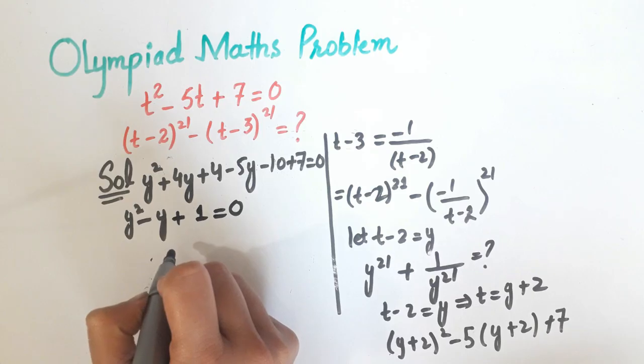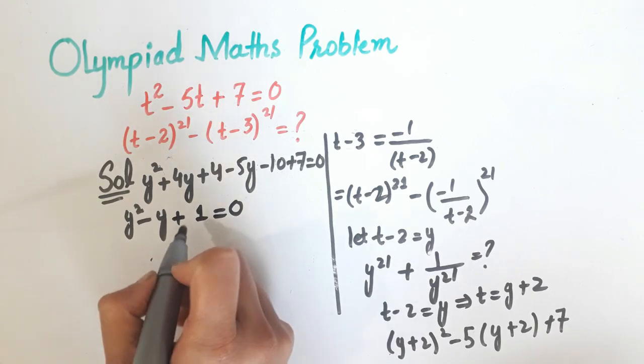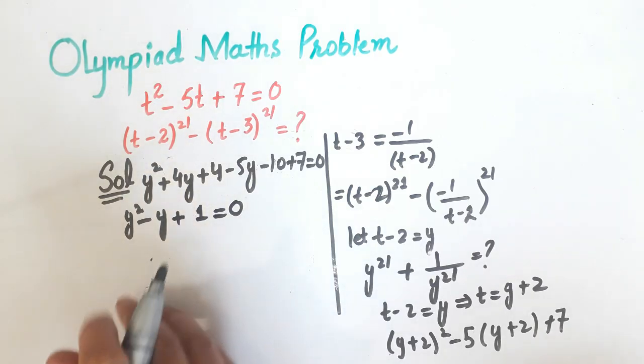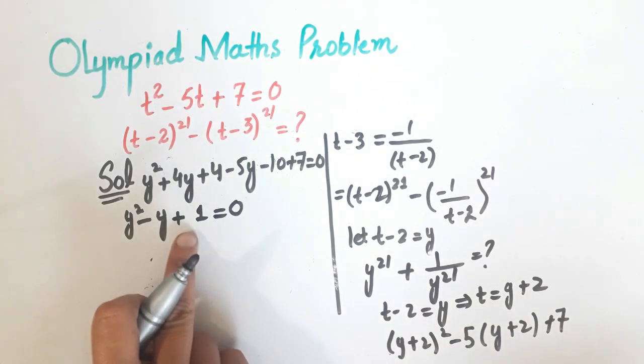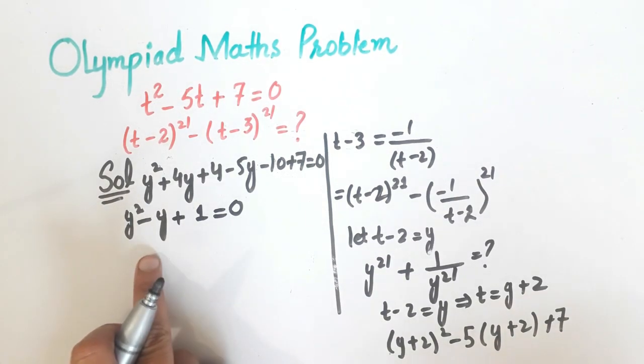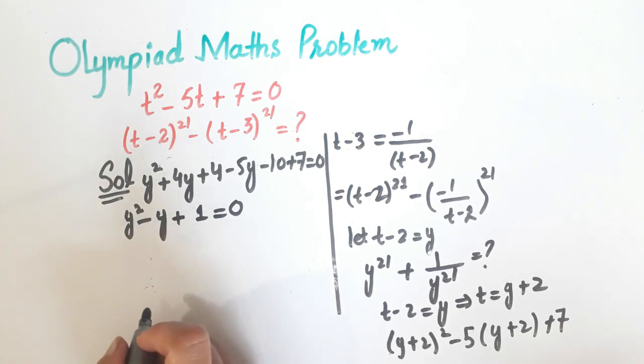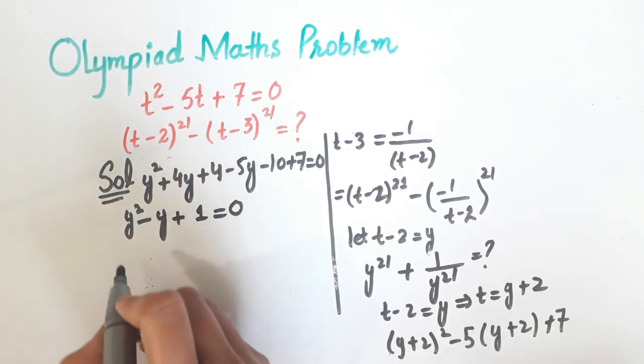So this equals 0. Now we will solve this further: we need two numbers that when we multiply give 1 and when we add also give 1. So this is not possible. For this purpose we will divide both sides by y.